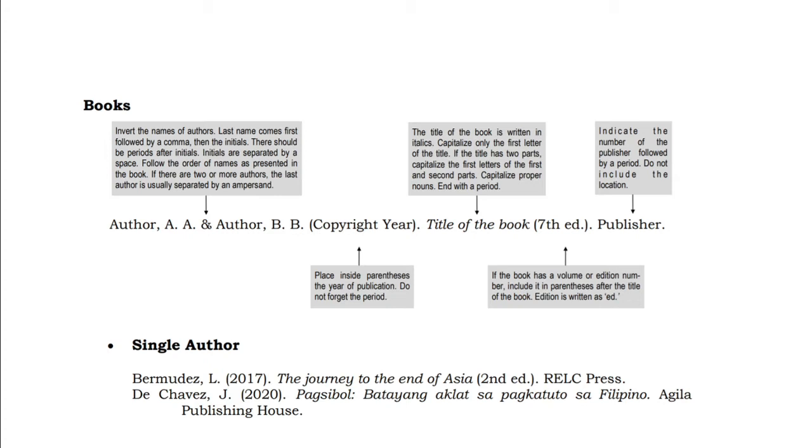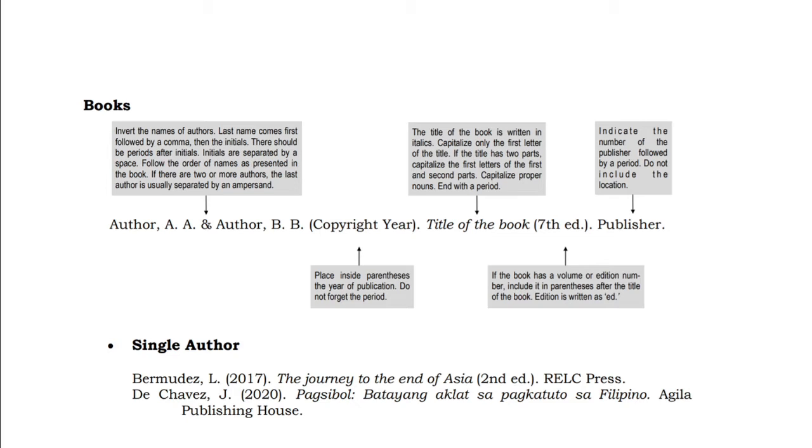Place inside parentheses the year of publication. Do not forget the period. The title of the book is written in italics. Capitalize only the first letter of the title. If the title has 2 parts, capitalize the first letters of the first and second parts. Capitalize proper nouns. End with a period.